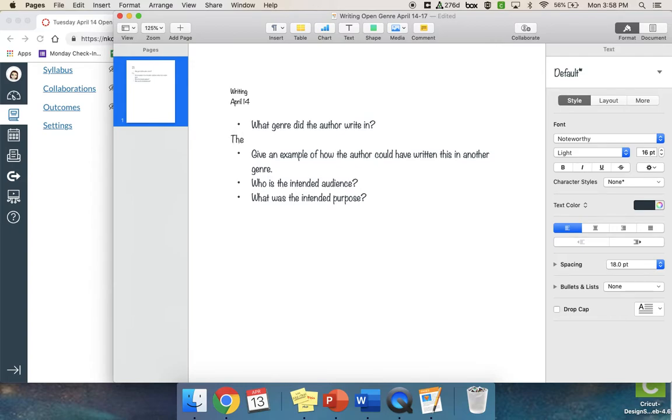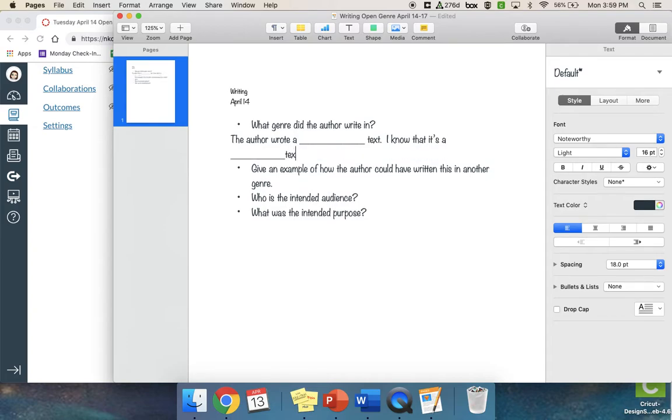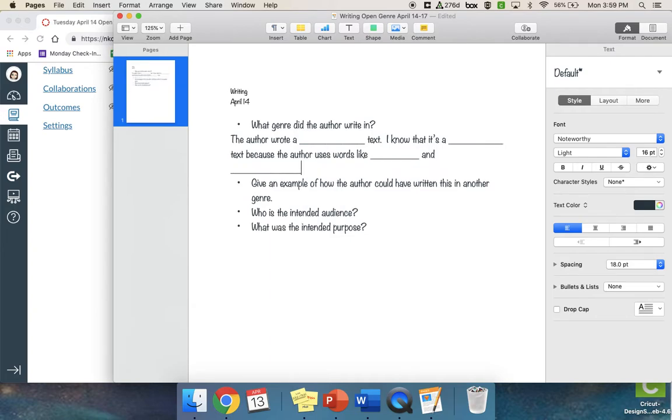So the author wrote a blank text. And maybe even a little bit of how you know. So I know that it's a blank text because the author uses words like blank and blank. Let's just kind of give some reasoning there, okay?